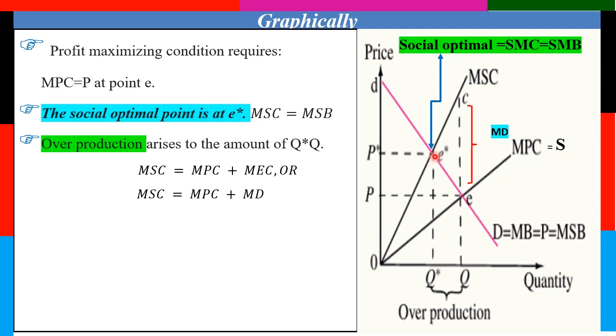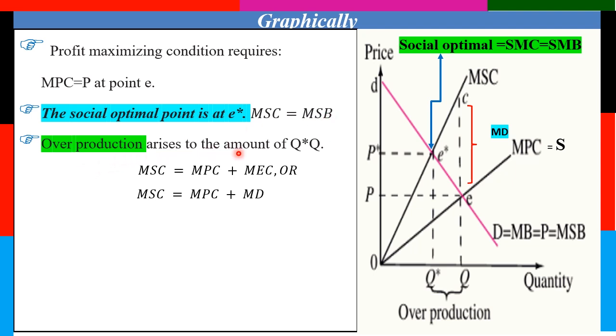Therefore, the point at which the marginal social cost intersects with the marginal social benefit, at this point it is known as social optimal or desirable by the society. The social optimal point is at point E star, this one. At this point, as I told you, marginal social cost is equal to marginal social benefit.